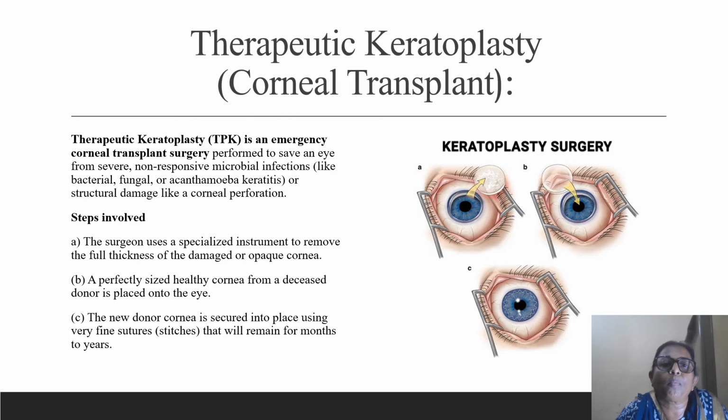Then therapeutic keratoplasty, that is a corneal transplantation. In this, the surgeon uses a specialized instrument to remove the full thickness of the damaged or opaque cornea, and then a perfectly sized healthy cornea from a deceased donor is placed on the eye. The new donor cornea is secured into place using very fine sutures and stitches that will remain for months to years.